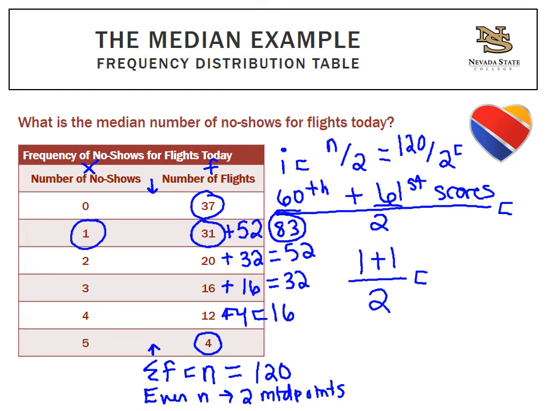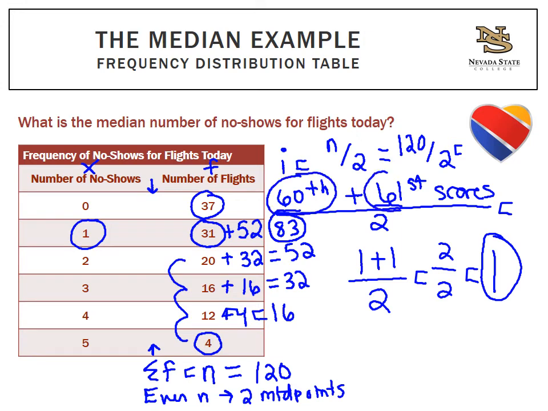And 1 plus 1 divided by 2 is 2 divided by 2, which is still 1. That is our median. So again, you just cumulatively add up the frequencies until you land on a frequency that's equal to or greater than the index that you figured out. And then that tells you where your midpoint, if you had an odd number of scores, or your midpoints, if you have an even number of scores, are.